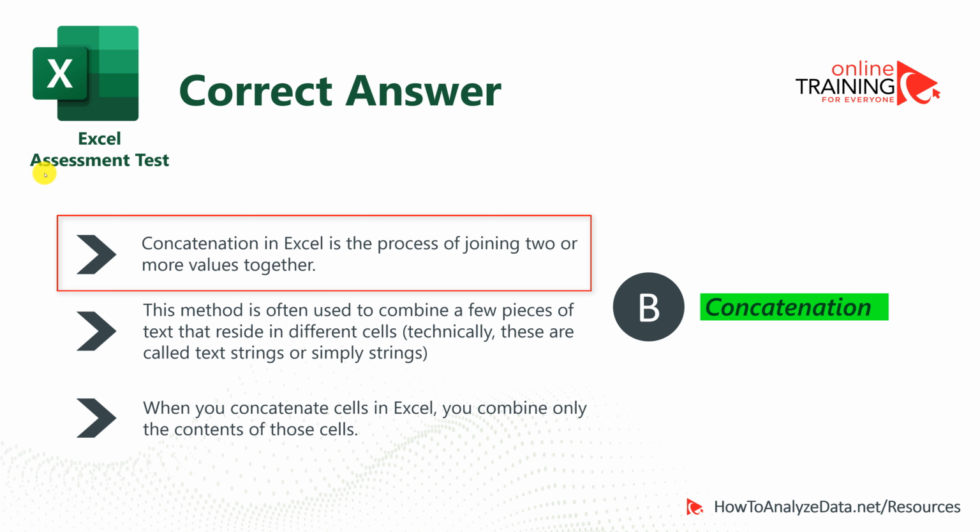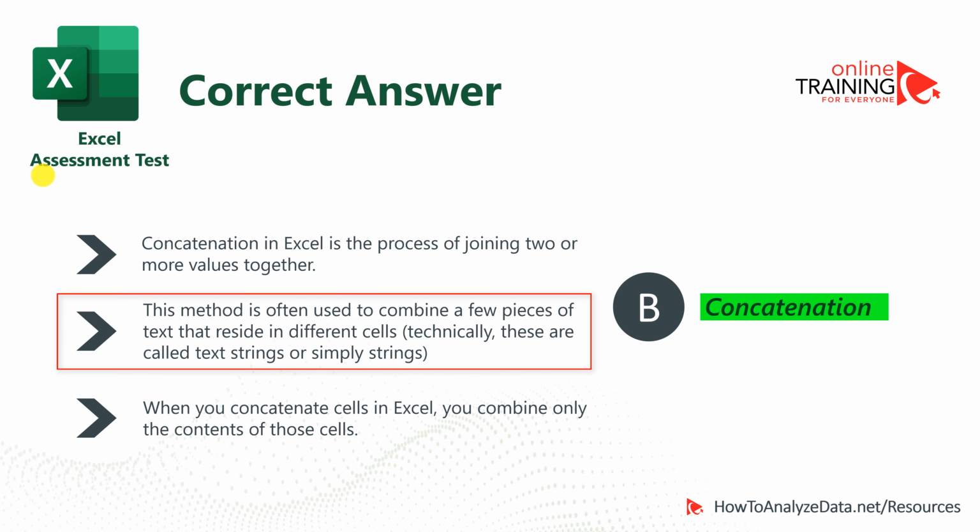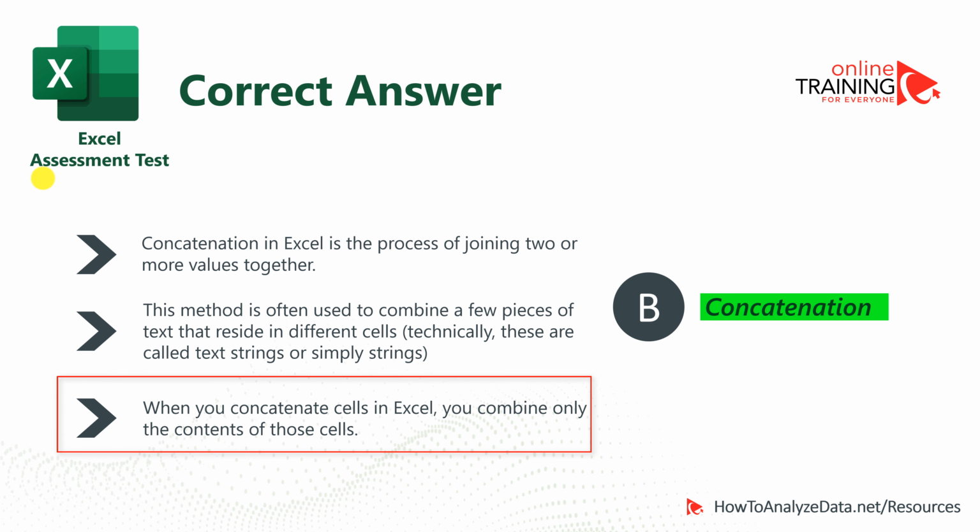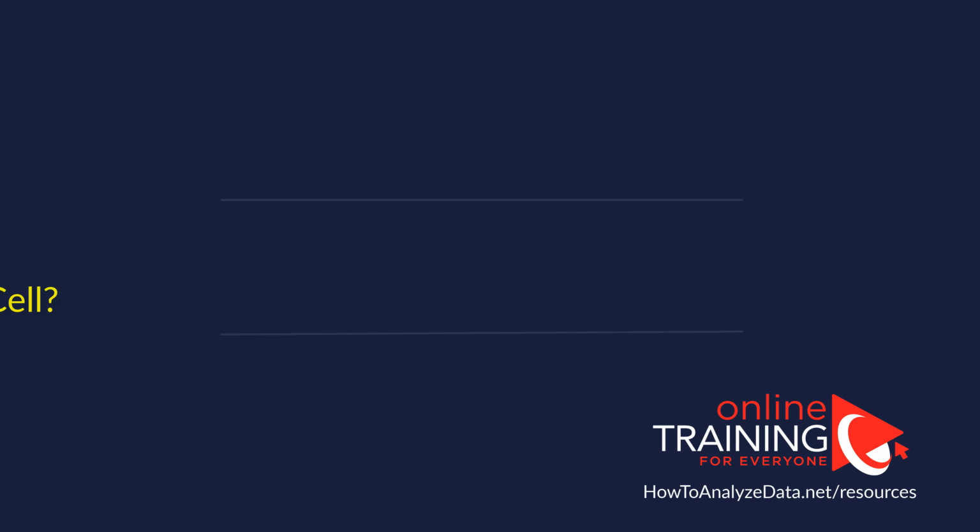Concatenation in Microsoft Excel is the process of joining two or more values together, and this method is often used to combine a few pieces of text that resides in different cells. Technically, these are called text strings or simply strings, and when you concatenate cells in Excel, you combine only the content of those cells.